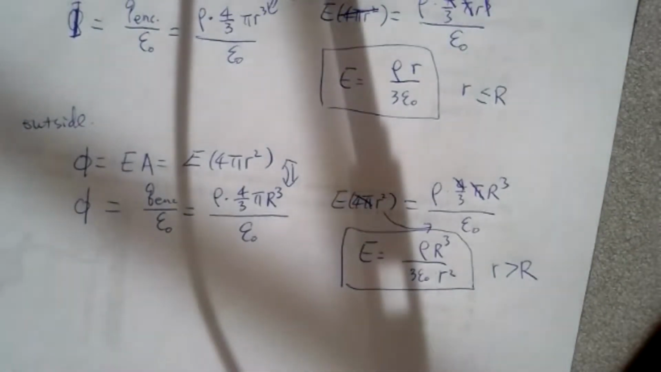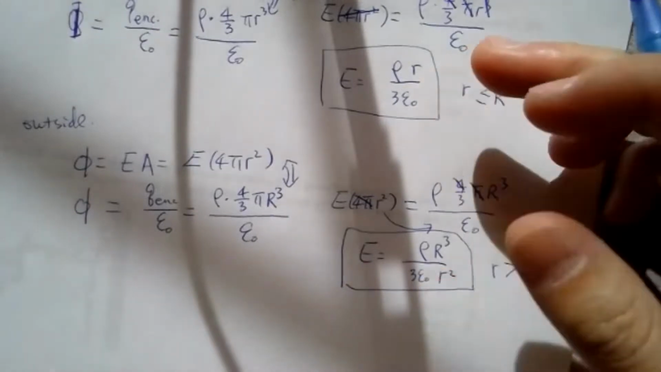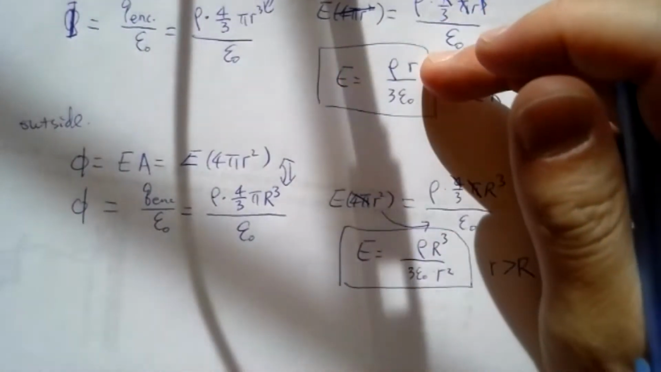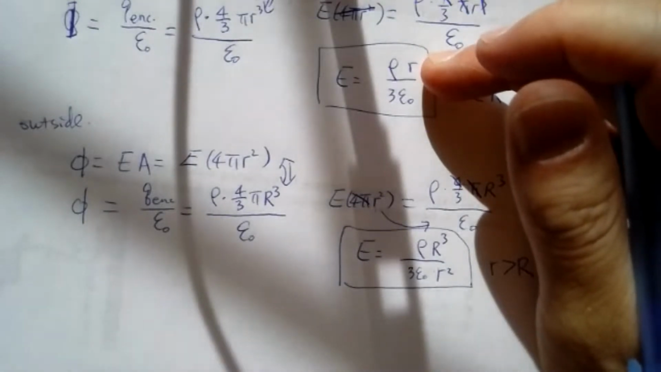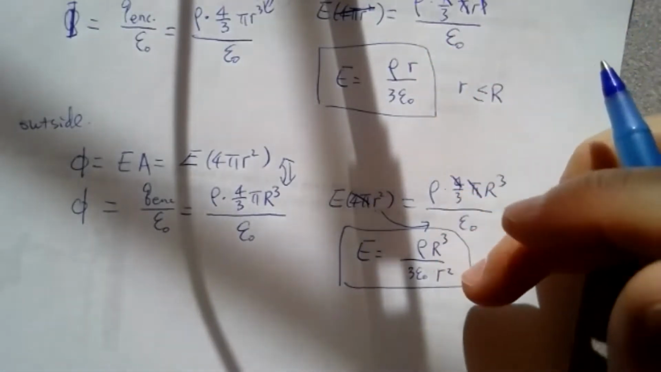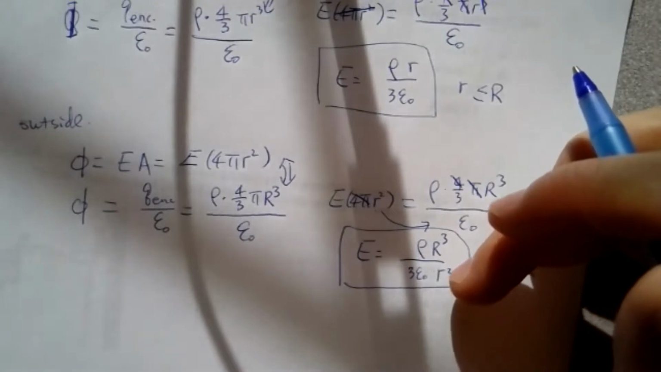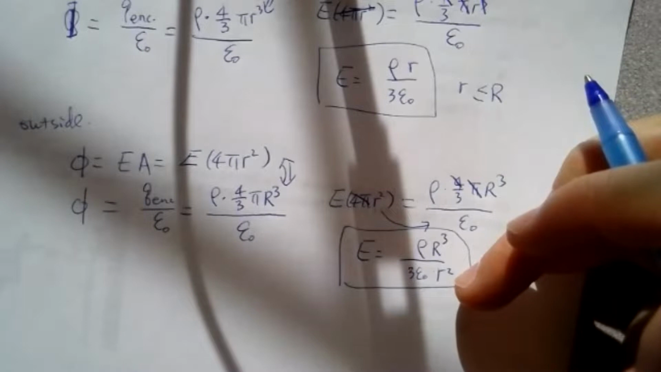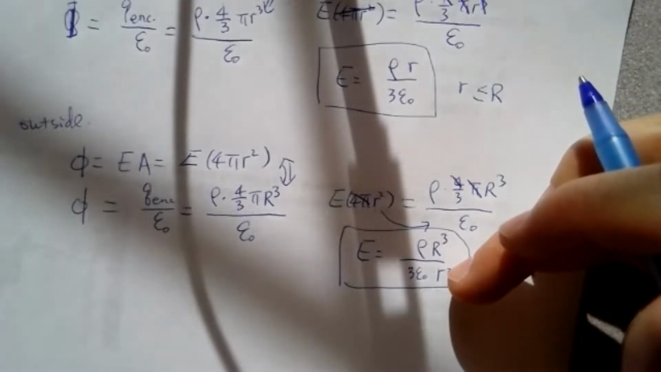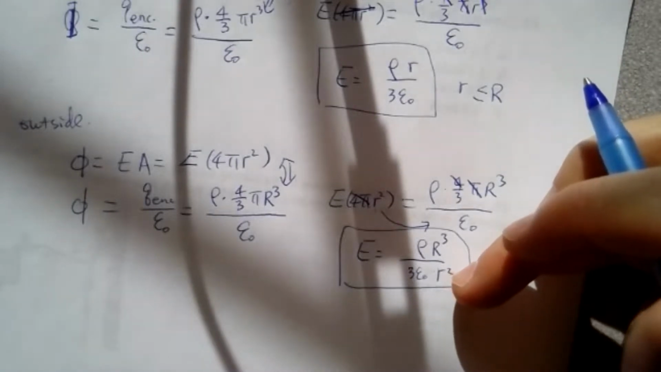For these two expressions, you can see that the electric field inside the sphere is proportional to the radius r, your point of interest away from the center of the sphere. The electric field outside of the sphere is inversely proportional to the square of the distance away from the center of the sphere, so it goes as 1 over r squared.